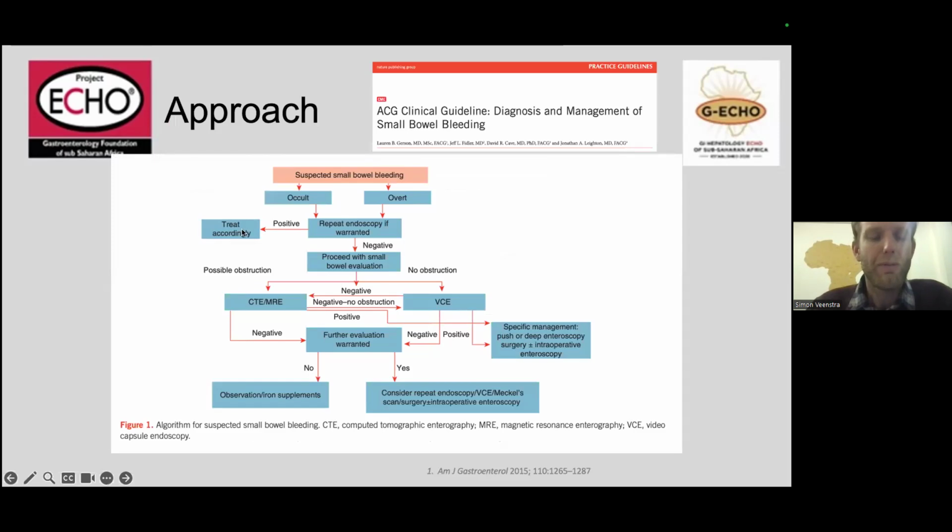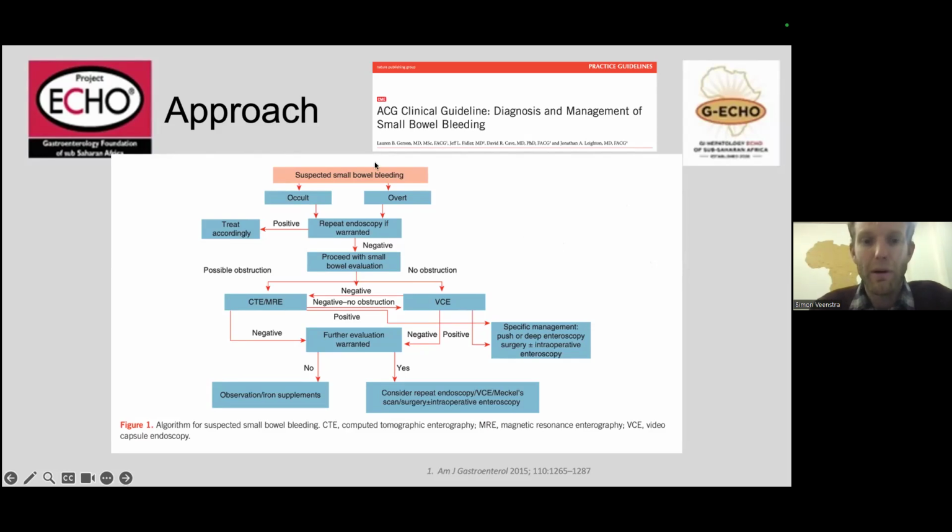So in terms of guidance, there were two main societies that I could find that brought out specific guidance on an approach to a suspected small bowel bleed. The first was the American College of Gastroenterology, which was a dedicated guideline to the diagnosis and management of small bowel bleeding. But this was published quite a long time ago, in 2015.